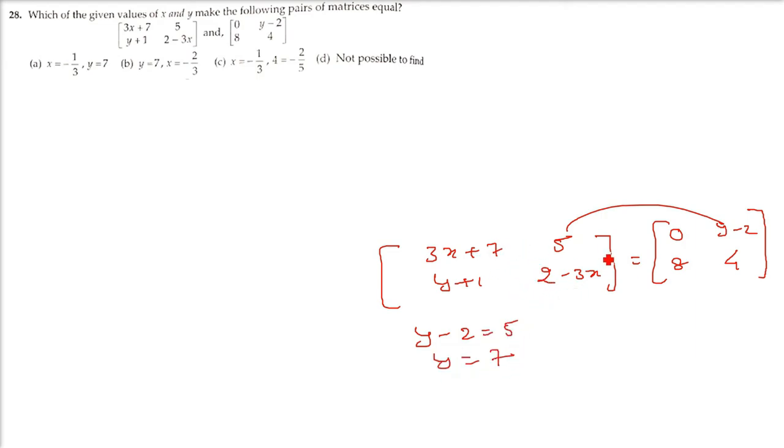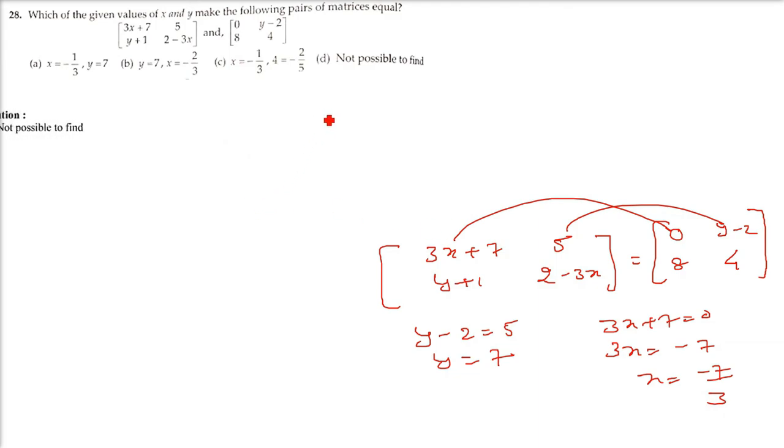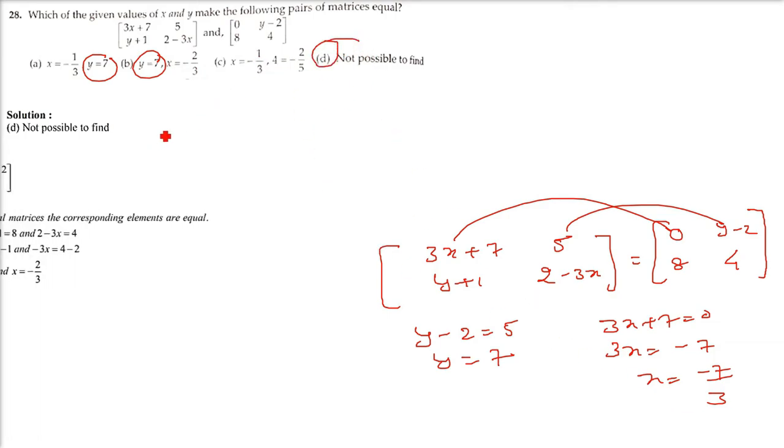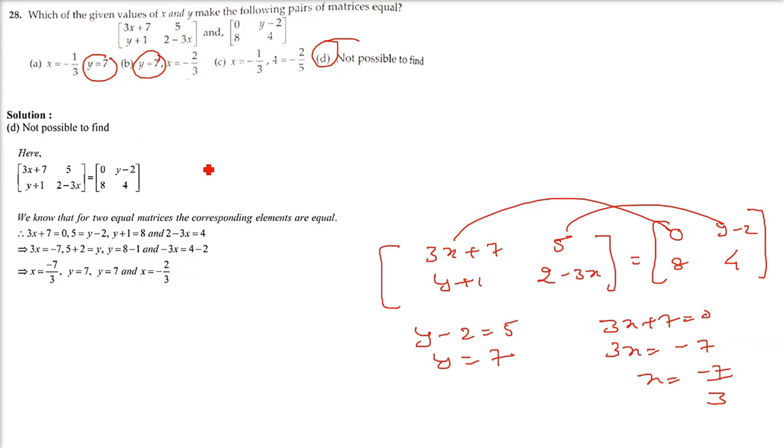And you can take any of these. Let us take this one. 3x plus 7 equals 0. x will be equal to minus 7 by 3. Also 2 minus 3x equals 4, so that will give you another value. Y is 7, but what about x? x is giving us two values, minus 7 by 3 and another value. So it is not possible.